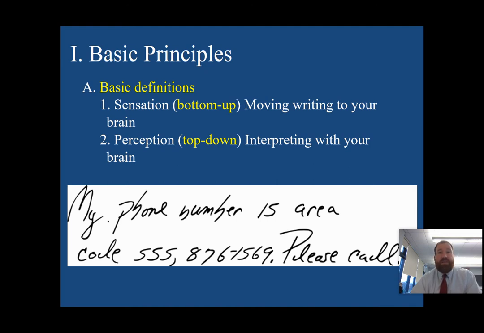So why is it that the same symbol, and this is the perception part, can mean different things depending on what it's surrounded by? We don't read this as "my P-hone numher 15 area coal," because that doesn't make sense to us. So we ignore the ambiguous nature of these things and just roll with the punches, and read it as it should be read.